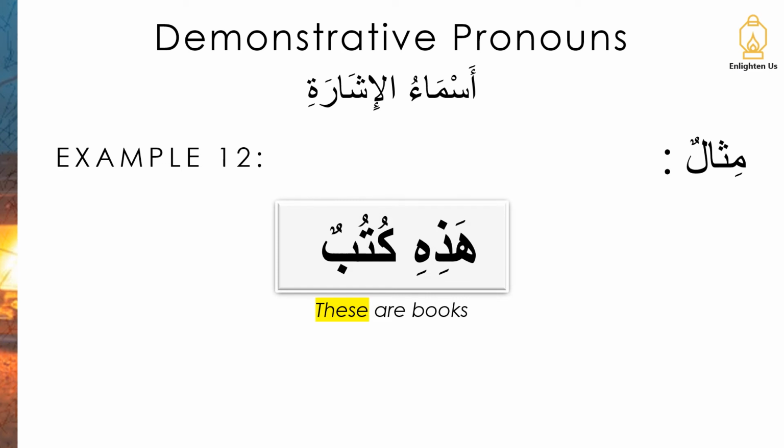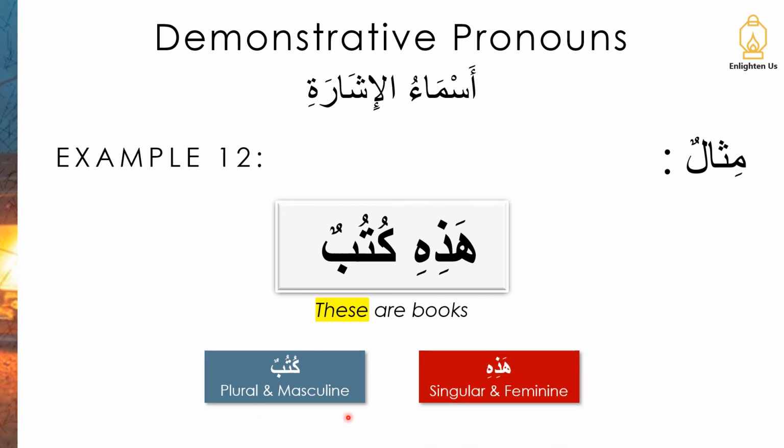Similarly here we have هذه كتب. And if you notice, we're using these are books, so we're using these in English, so we're using the plural demonstrative pronoun. But kutub is plural and masculine. Again, there's no feminine indicator here, so it's masculine. The ism al-ishara being used, however, is singular and feminine. It's hadihi, and again, kutub is an inanimate object.